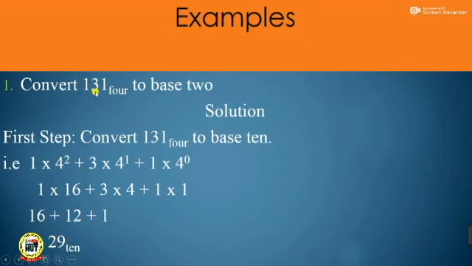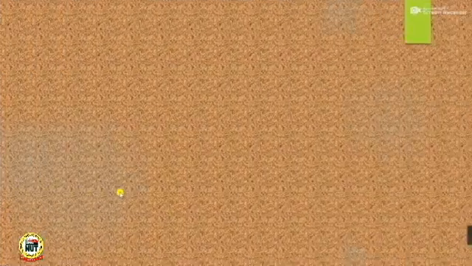It means that 131 in base 4, when converted to base 10, will give us 29 base 10. Then the second step now is to convert this 29 base 10 to base 2, because the question actually asks us to convert 131 base 4 to base 2. But we agree that 10 is our middle base, or the middle point. That was what we first converted to base 10. So we're going to convert this number in base 10 now to base 2.